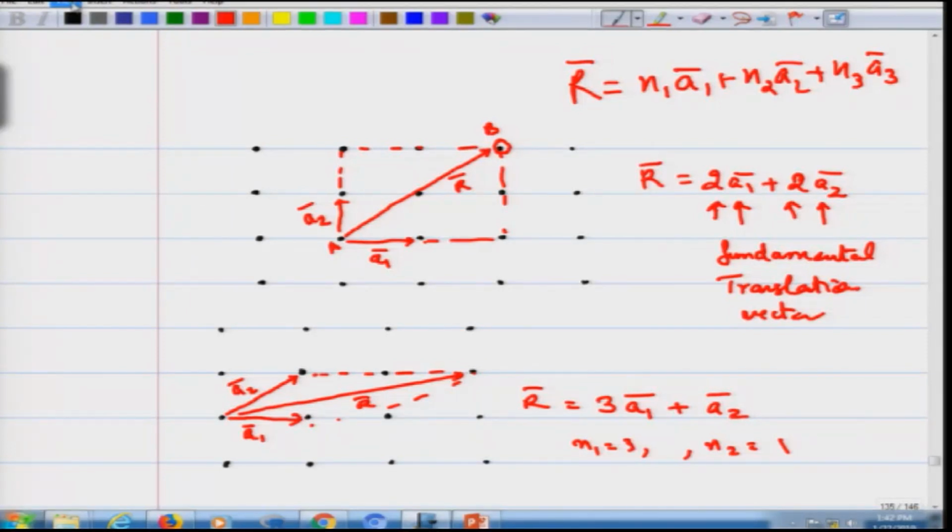So, given a Bravais lattice, we can define the fundamental translation vectors, and then any point in the lattice can be joined to any other point by the translation operation, which is the translation vector. Namely, I can go from point A, which is a lattice point, to a point B, which is another lattice point, by using the translation vector R, which has a particular form which I have shown you. Once these conditions are satisfied, I have a Bravais lattice.